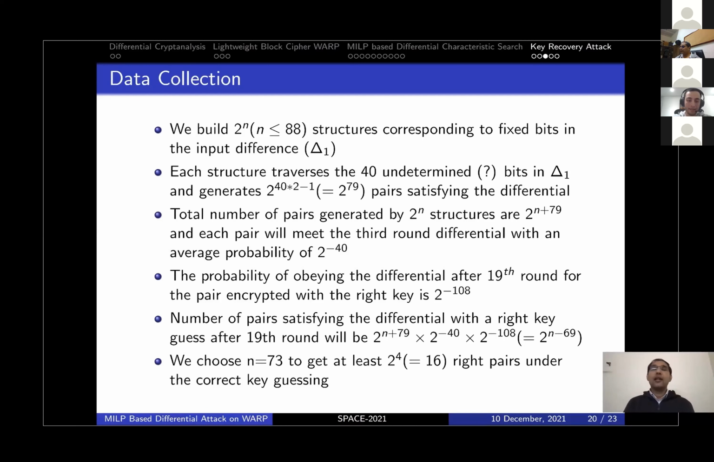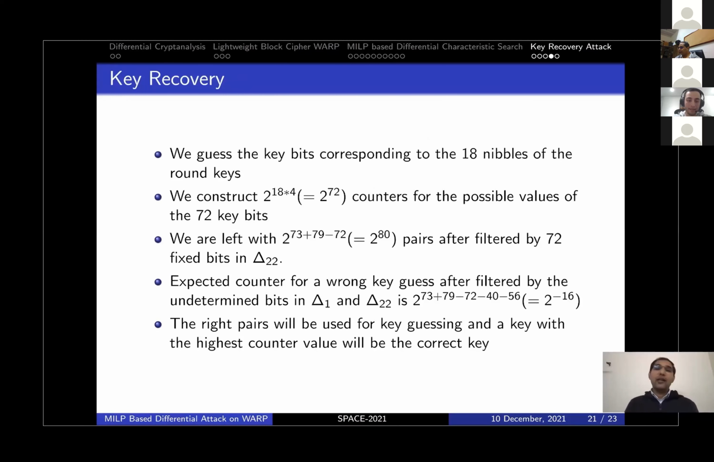The number of pairs satisfying the differential with a right key guess after the 19th round will be 2^(n+79) filtered by 2^-40, again filtered by 2^-108, which is 2^(n-69). Here we choose n equal to 73 to get at least 2^4, which is 16, right pairs under the correct key guess.